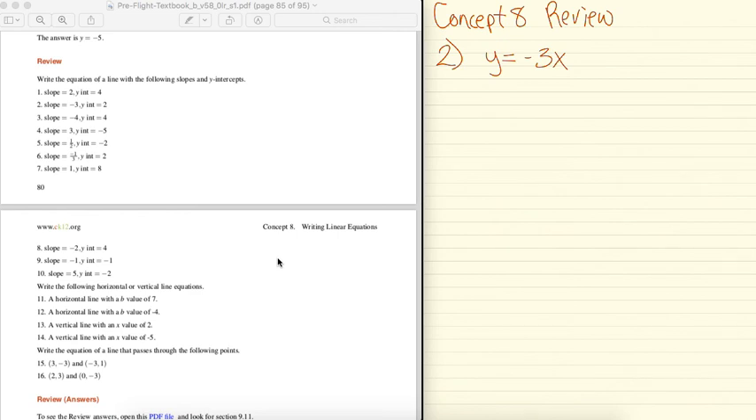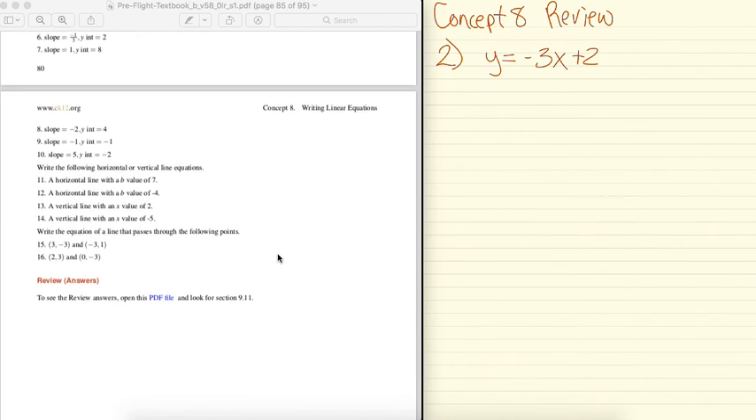So in number 2, they tell us the slope is -3, so I have -3x. We're told the y-intercept is 2, so I'm going to say plus 2. And that's it. That's all you got to do for number 2. So questions 1, 2, 3, 4, 5, 6, 7, 8, 9, and 10 are all just like that. So let's go through one that takes a little bit more work.